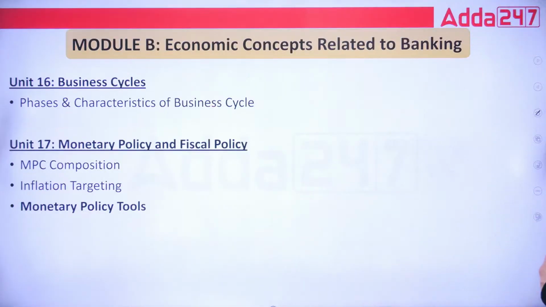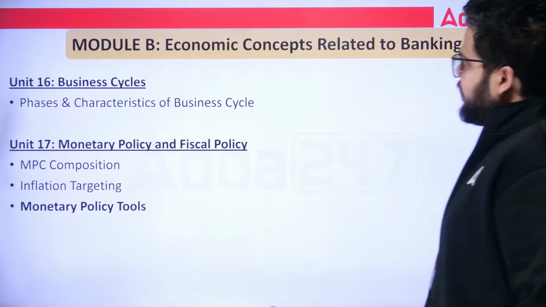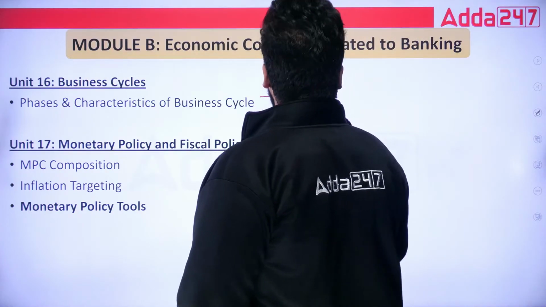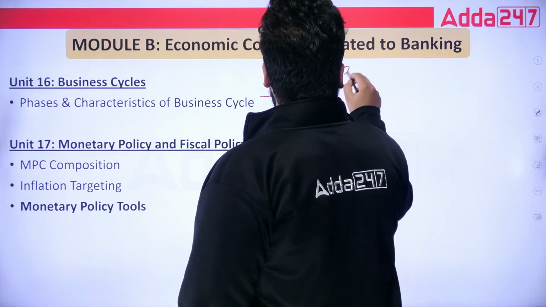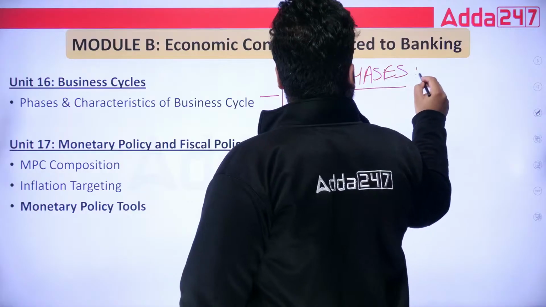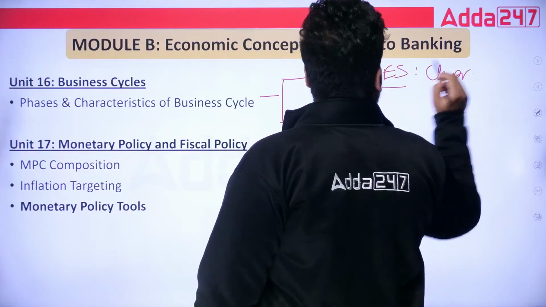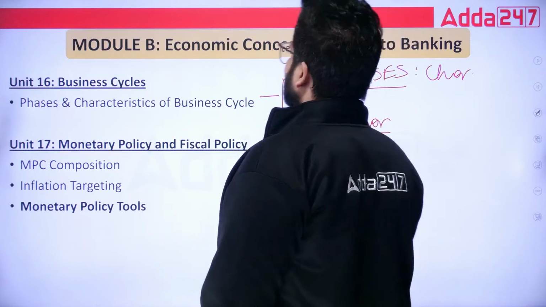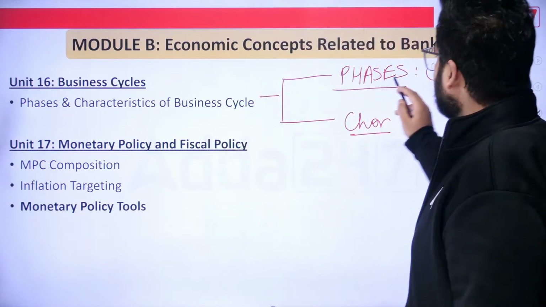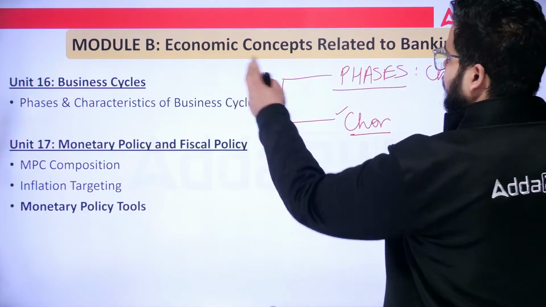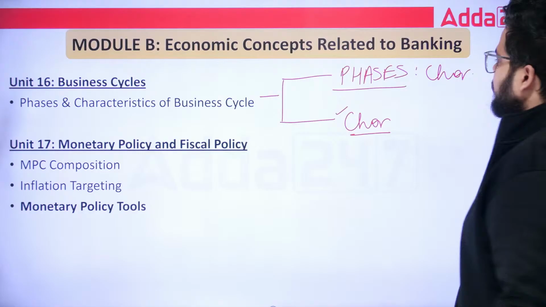Next we have business cycles. Business cycle is a very simple chapter, but again very important. Here only two things are required. One is the phases. If you know the phases and their characteristics, you are good to go. And along with that, the overall characteristics of the business cycle, what is being portrayed by the business cycles.